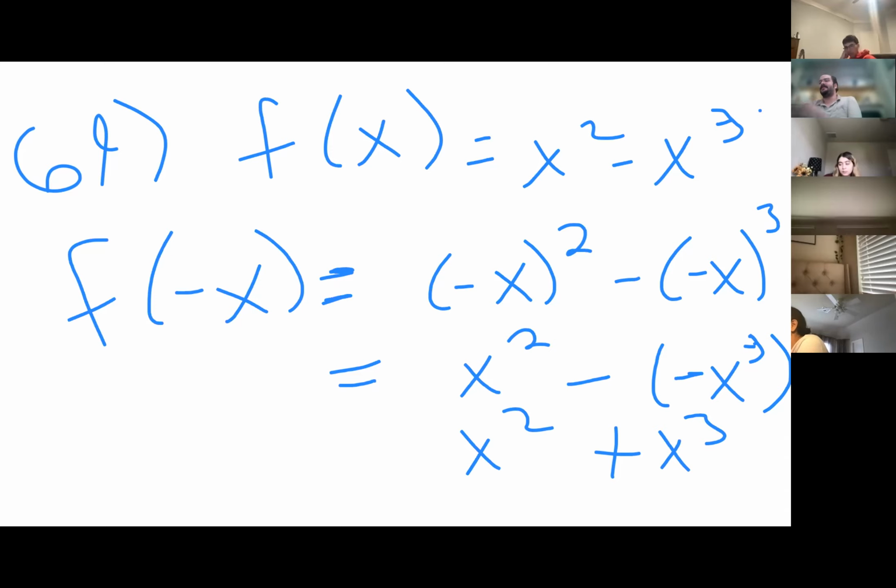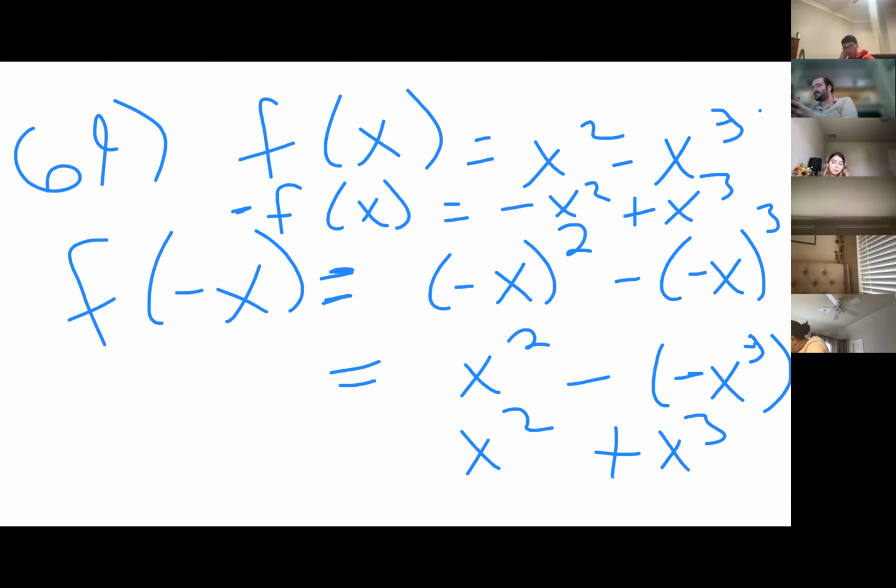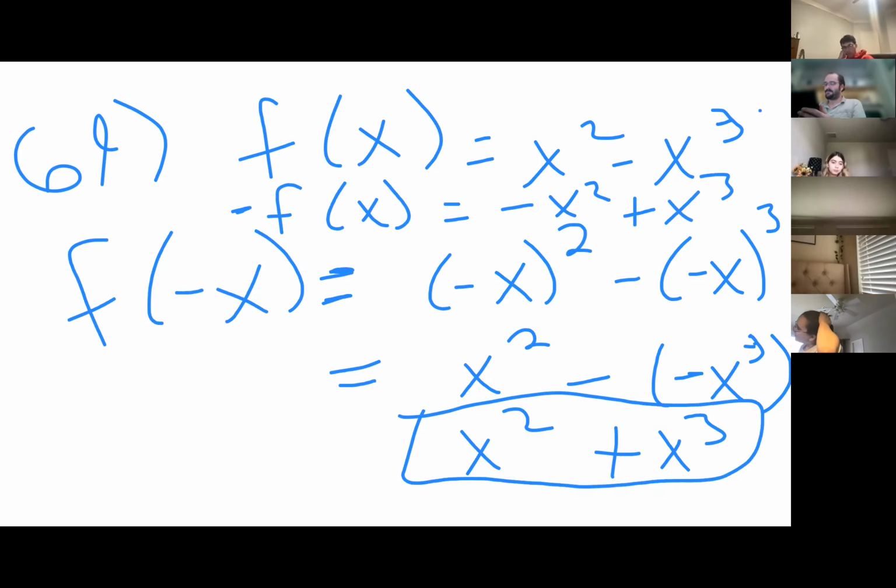The other thing we want to check, is that thing odd? No. So what would minus f of x look like? That would look like if we took everything and negated everything, that would have a negative x squared and a positive x cubed. Is that what we have here? No. So this is off by a negative sign either way we look at it. So this one is neither.